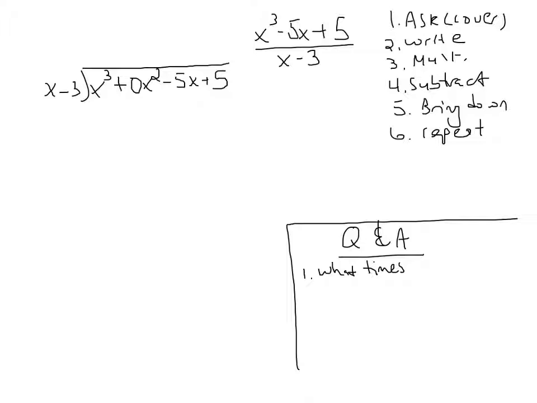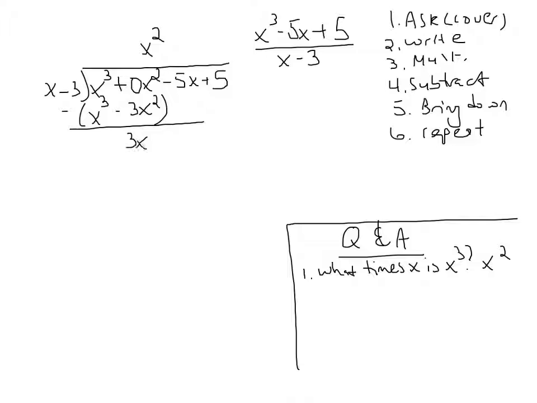what times x is x cubed? And the answer is x squared. Remember to line up your variables. That's the other reason we need a placeholder. We'd have no place to put that answer if we didn't have a 0x squared. Now we're multiplying. x squared times x minus 3 is x cubed minus 3x squared. Always be careful subtracting, and the answer is, that's right, positive 3x squared. Bring down the minus 5x and the plus 5.